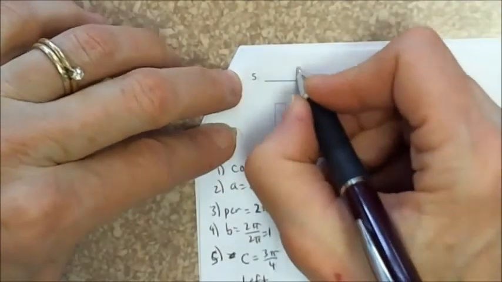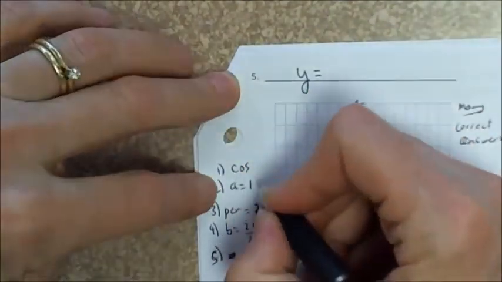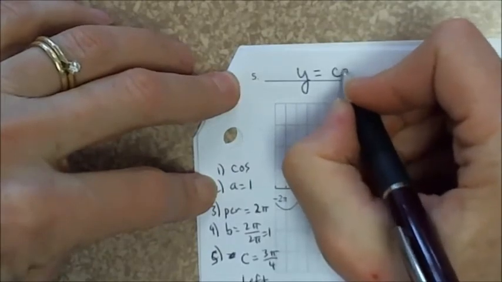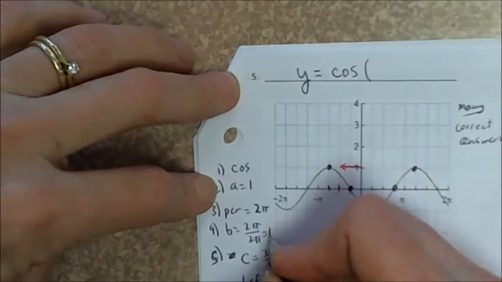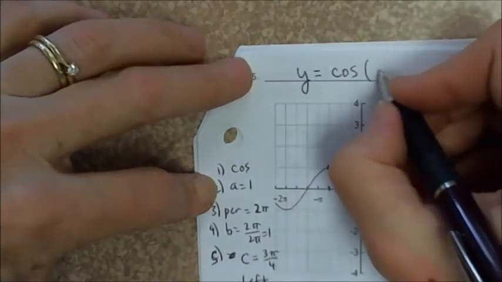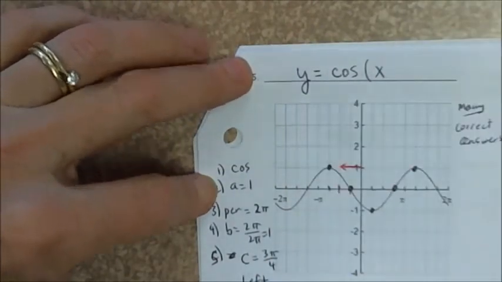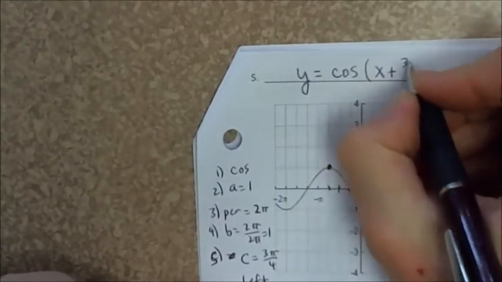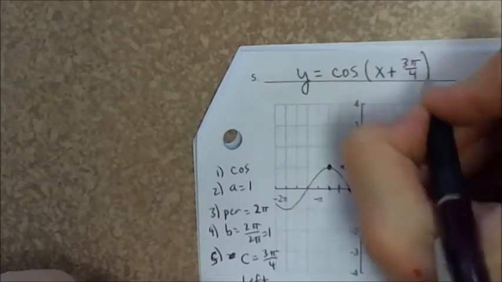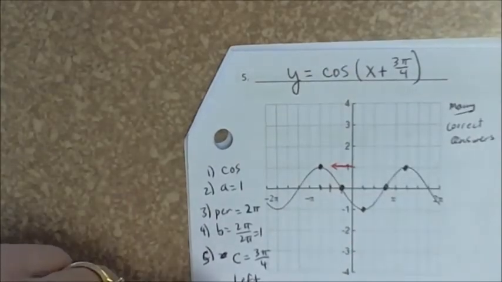So how are we going to write this equation? We're going to write y equals, the a is 1, so we don't have to write it. We're going to say cosine, parentheses, b is 1, so we don't need to put anything in front of the x. And then since it's been shifted to the left, left means plus 3 pi over 4. And that is one of many answers.